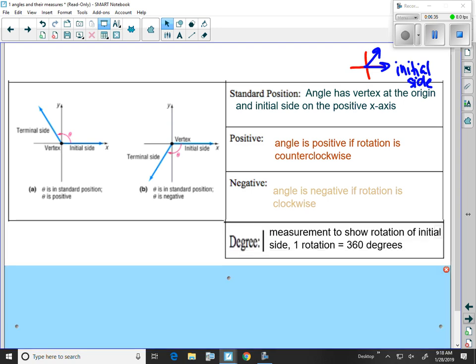Okay, last thing is our degree. Degree is a measurement to show a rotation from your initial side. One rotation is 360 degrees. We know a circle is 360 degrees.